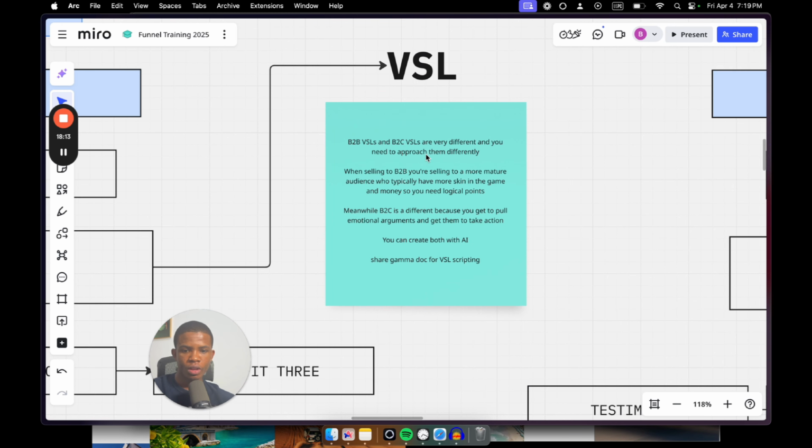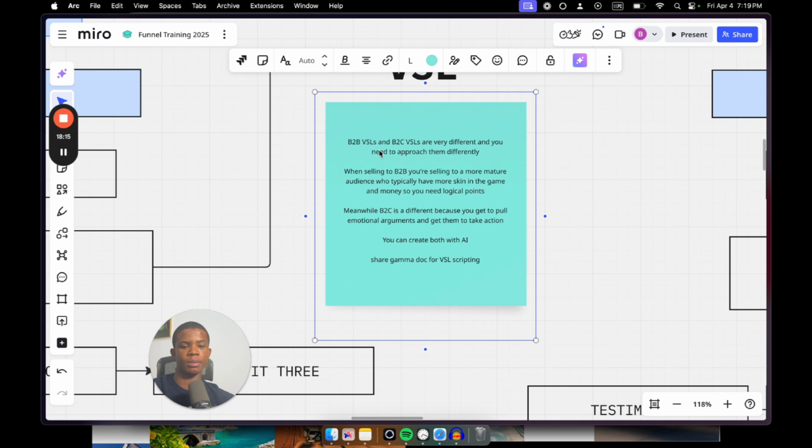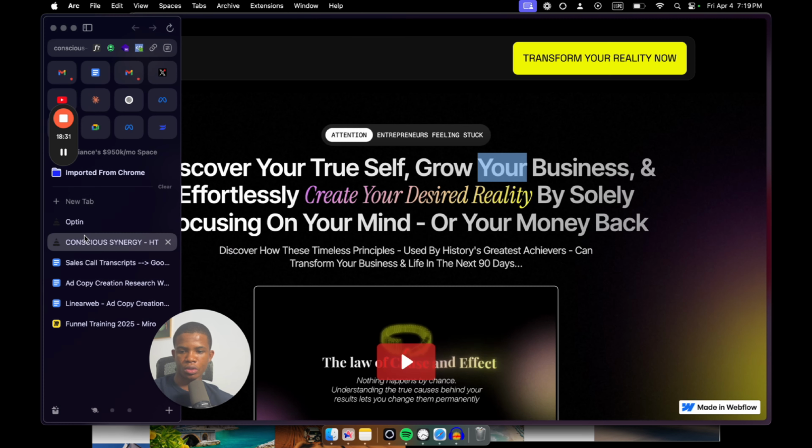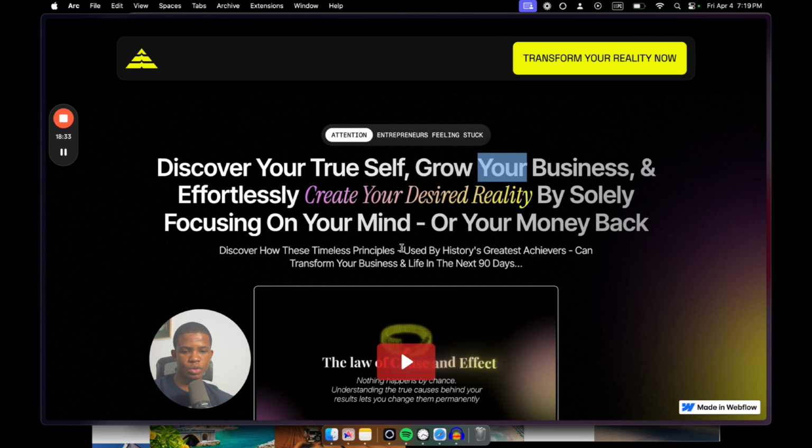Now, for your VSL, B2B VSLs and B2C VSLs are very different. And before we go to the VSL, the subheadline should just be very simple. It should just reiterate what the headline has said and just push them to the next step. It doesn't need to be anything complicated. So very simple, very bare bones. You don't need to think much about it. So if we look at this one, you're going to see, discover how these timeless principles used by history's greatest achievers can transform your business and life in the next 90 days.